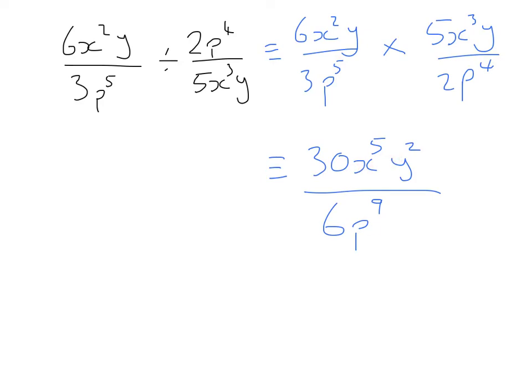We don't have the same letters on top and bottom, so we can't simplify those, but both 30 and 6 will divide by 6. So that would just become 1, and that would become 5. So we have 5x to the power of 5 y squared over 1 p to the power of 9.